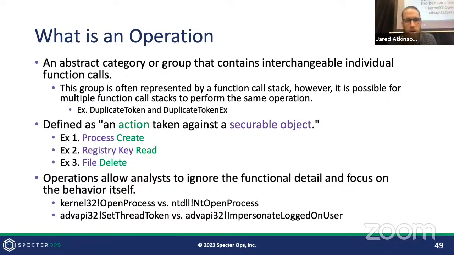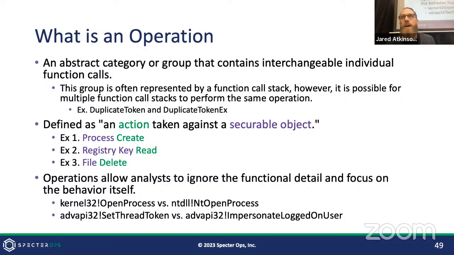Now, the way that we define an operation is an action taken against a securable object. So that maybe introduces the need to explain what a securable object is. You all probably know securable objects, even if you don't know them by that name. A securable object is essentially, in Windows, anything that you can get access denied from, right? So who here can think of something that you've had access denied trying to do? There's a really common one, and then there are some more esoteric ones.